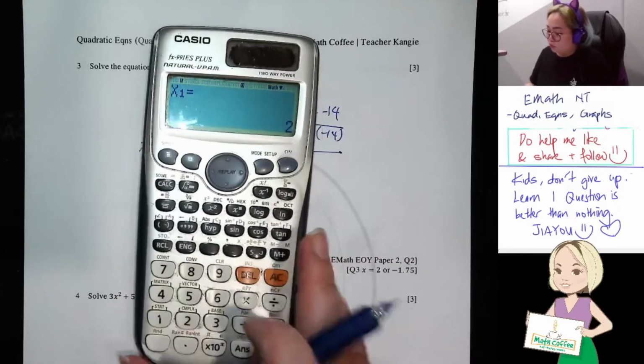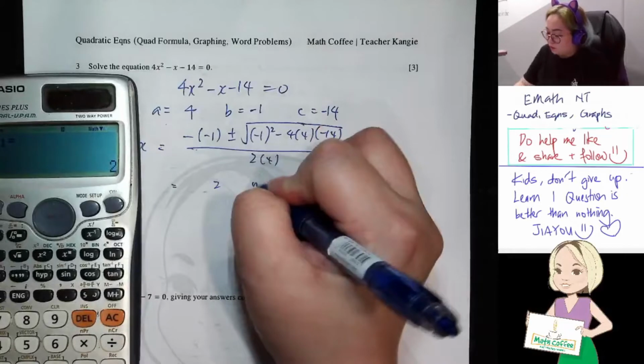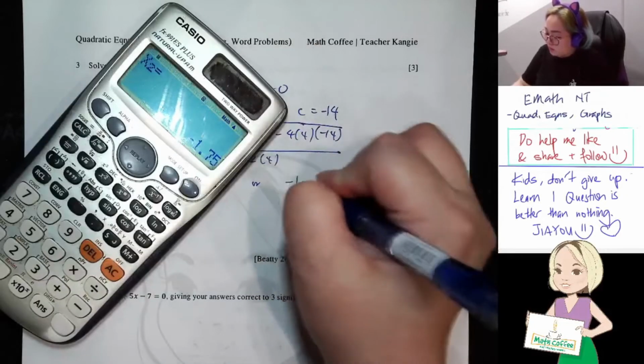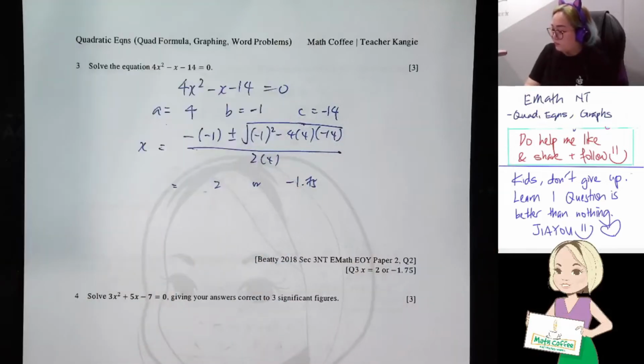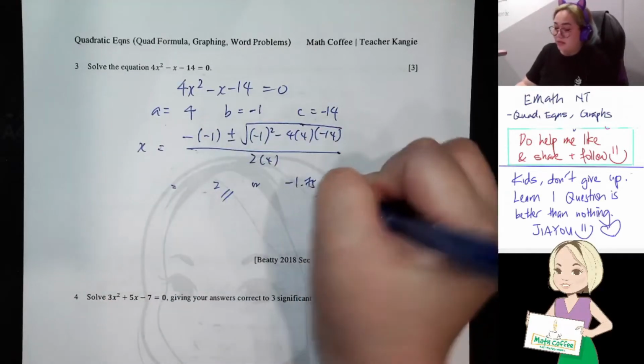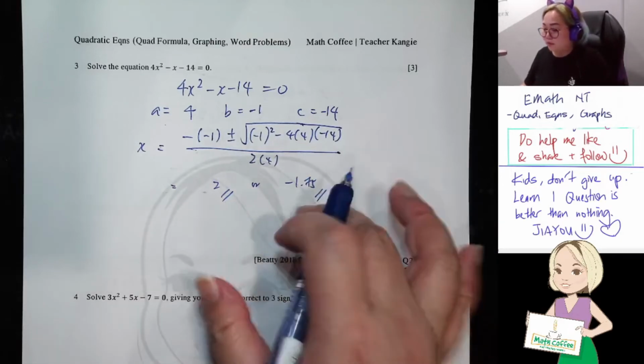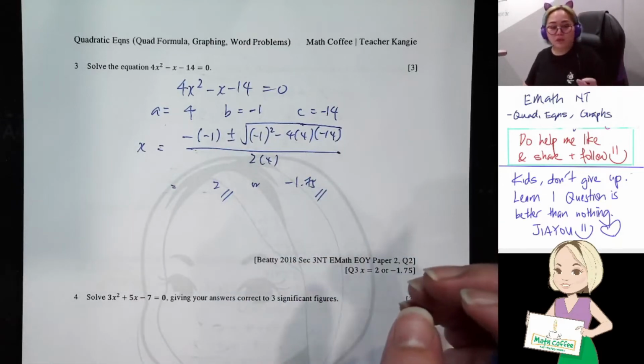So I have one value which is 2. The other value will be minus 1.75. In this case, it's exact, so I don't have to round off anything. So this is how you solve the quadratic equation.